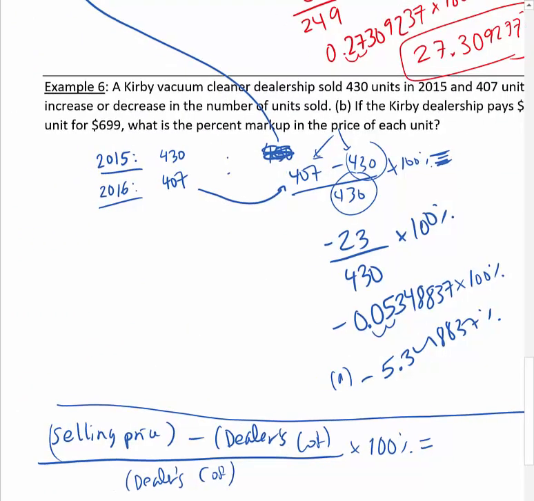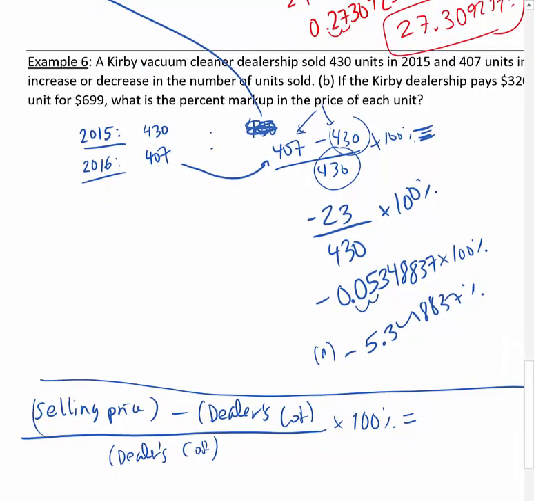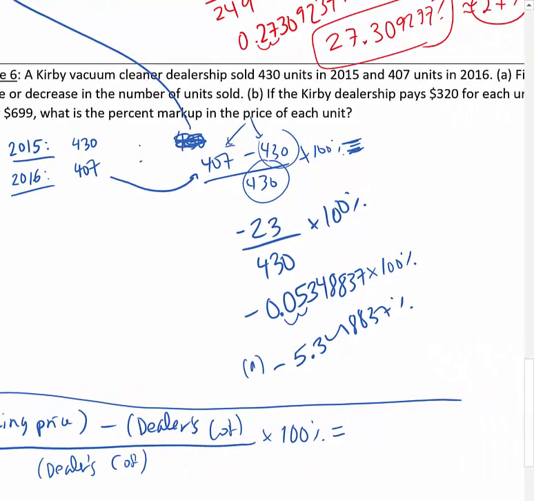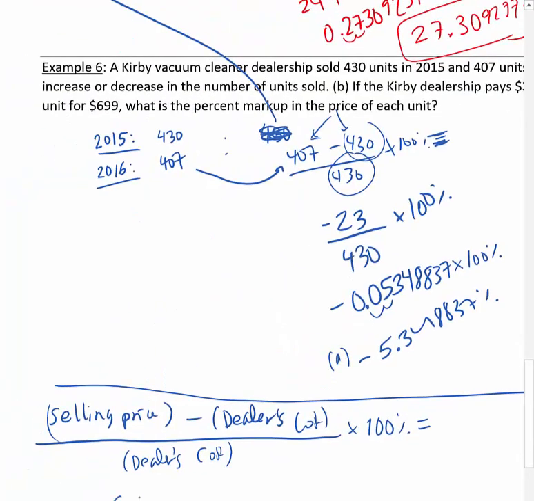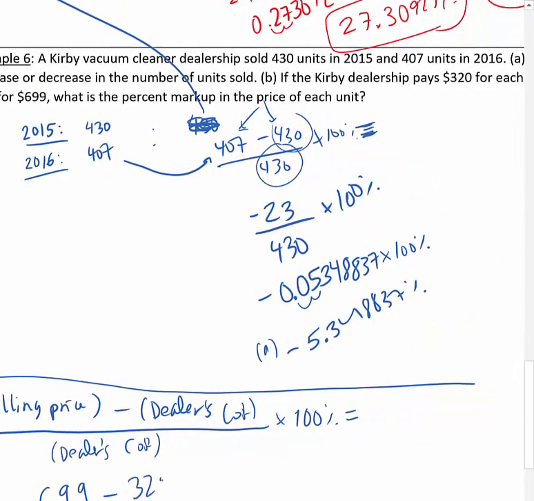And what was the percent markup? Well, the selling price. Did they say the selling price? Oh yeah, $6.99. That's how much they're selling it for. The dealer's cost was $3.20. Wow. That's a good markup, huh?